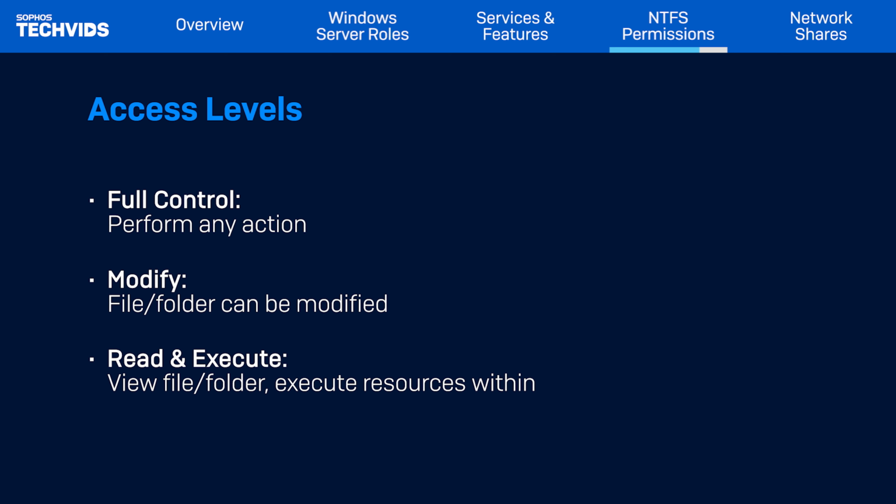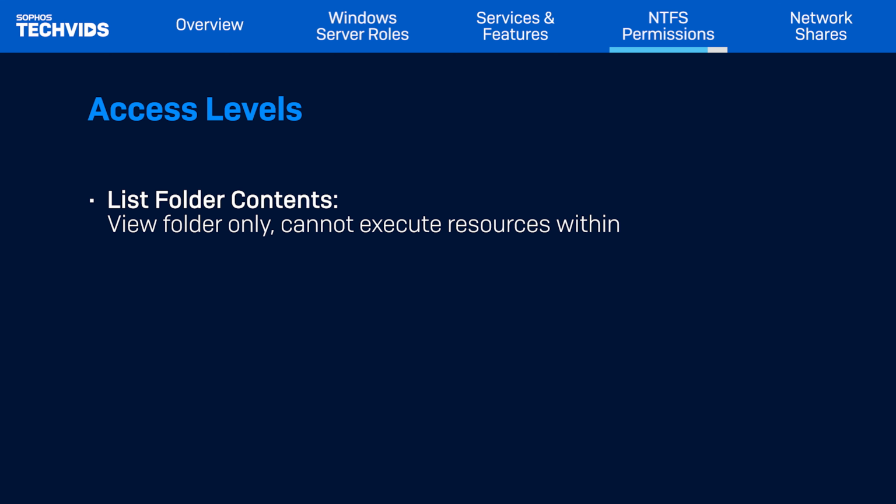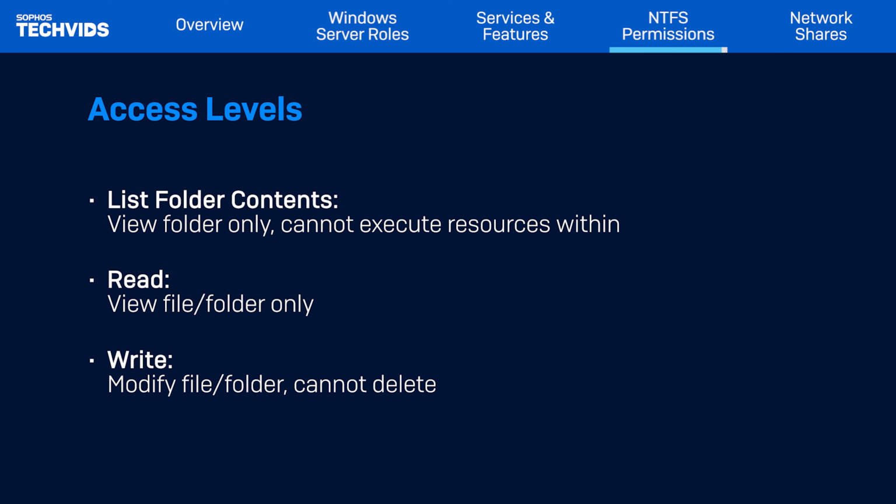Read and execute. You can view the file or folder and execute any files or programs within. List folder contents. The contents of a folder can be viewed, but you cannot execute any files or programs within. Read. The file or folder can only be viewed, but no changes can be made to it. And lastly, write, which allows you to make changes to a file or folder, but not delete it.